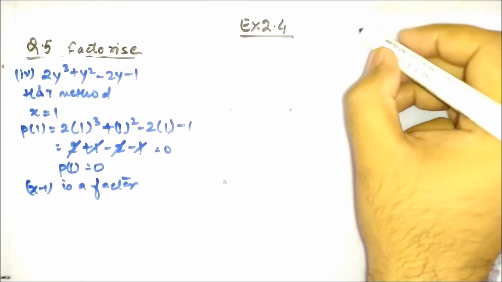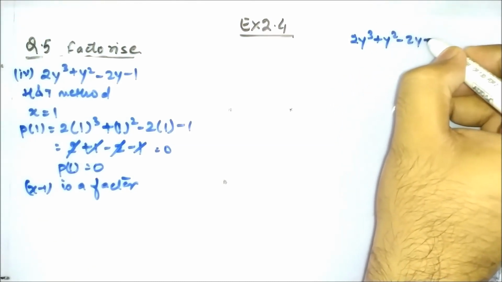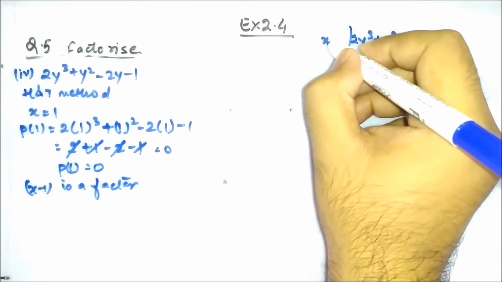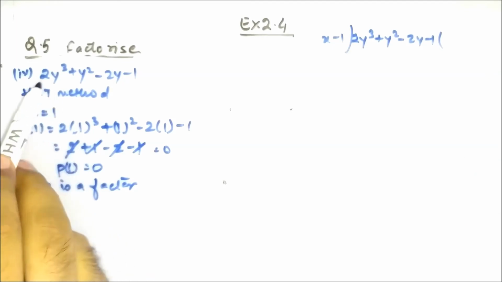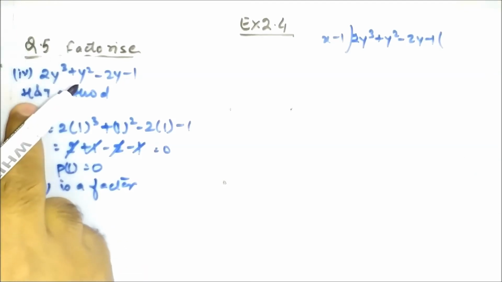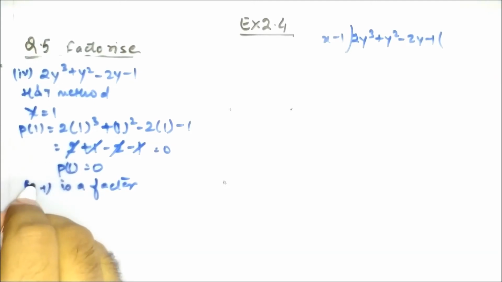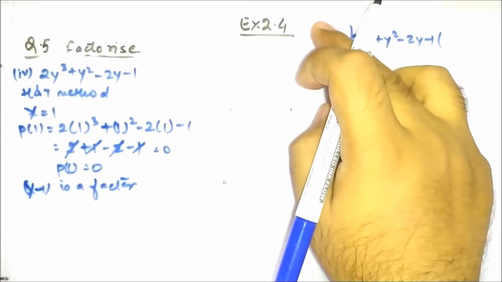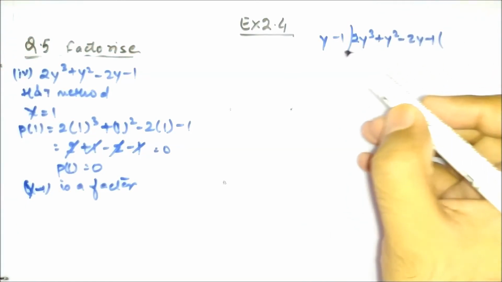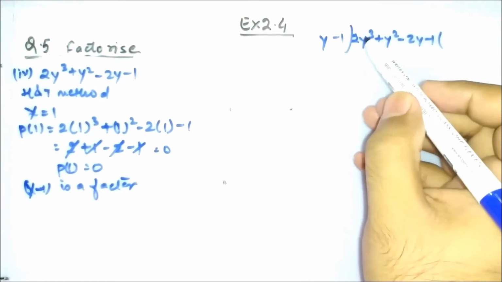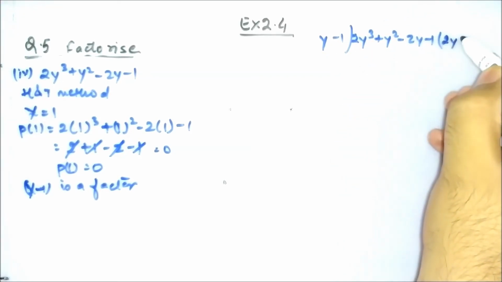So here we have 2y cube plus y square minus 2y minus 1. This will be divided by x minus 1. Sorry, since the variable is y, we'll take y is equal to 1. So this will be y minus 1, and this can also be written as y minus 1. Since the variable is y, we take y minus 1. The first term is 2y cube and here the first term is y. So when you divide, you will get 2y square.